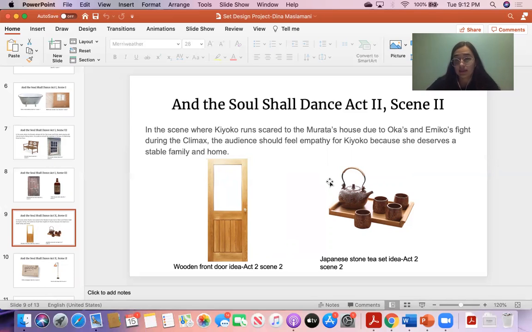So this is a Japanese stone tea set that I imagined, and I think it's really good for the play because they're Japanese and they still want to keep those customs and special things from their culture. So I think this is a good idea. And this is the wooden front door that I chose, where Kyoko knocks scared, and it isn't as decayed as the Oka's house.